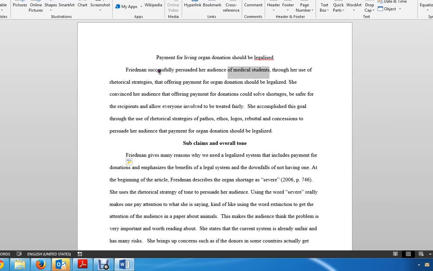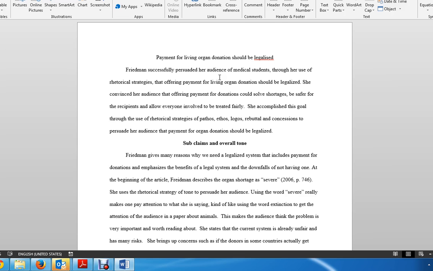And persuaded her audience through her use of rhetorical strategies that offering payment for organ donation should be legalized. Okay, one is not just offering payment, it's providing payment for living organ donation. It's really, really important that you put the word living in here, because otherwise we're looking at somebody dies and we donate their organs for money. That's not such a great idea. We're looking here for the person who's actually alive donating an organ. So that is very specifically what her argument is. So you need to make sure that you have that clear. A lot of people made that error.